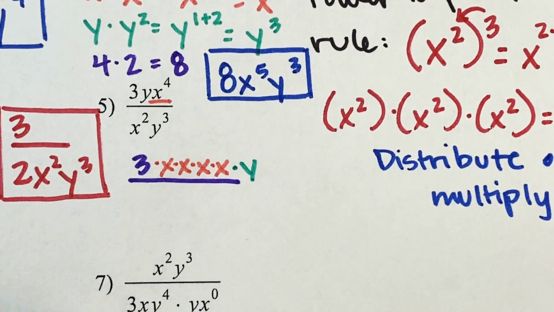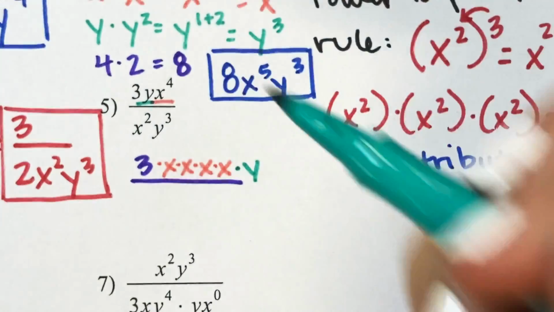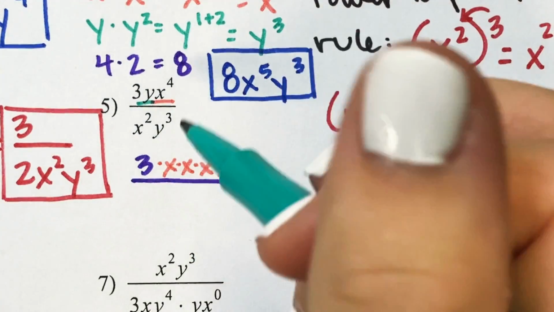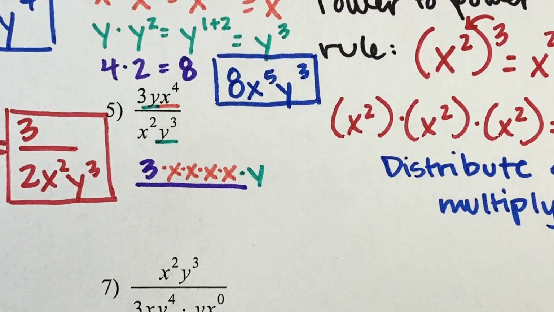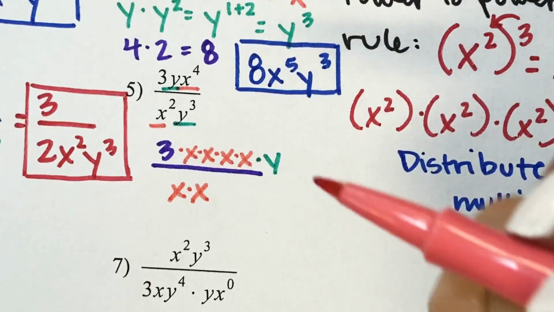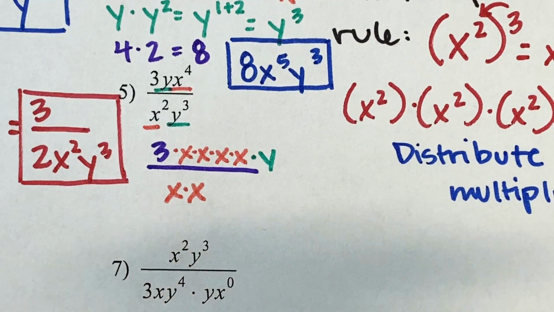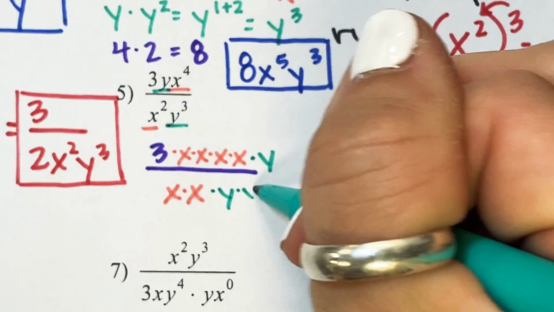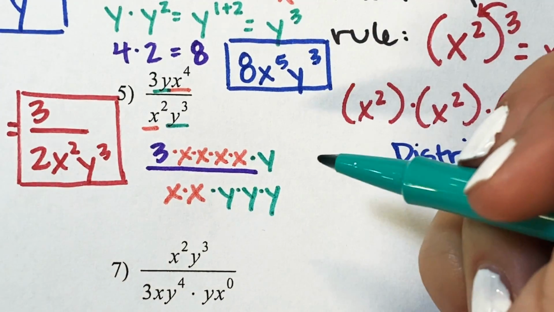Now let's look at our x's and y's on bottom. The y's are in green, the x is in pink. So I have 1, 2, and then I have 3 y's on bottom.